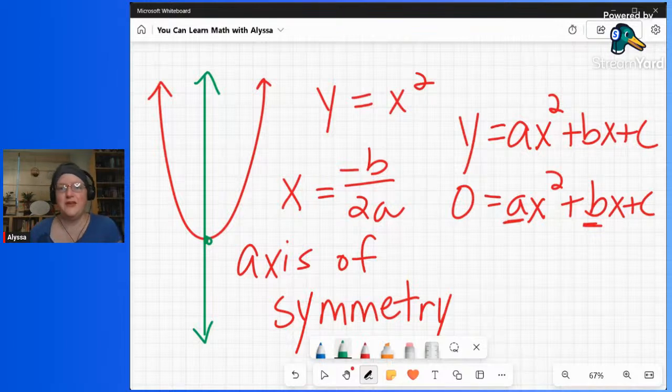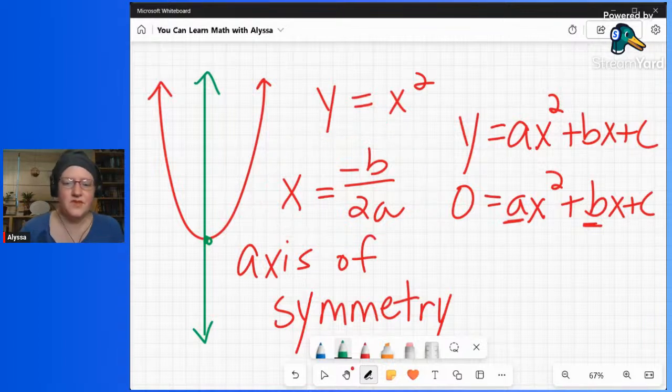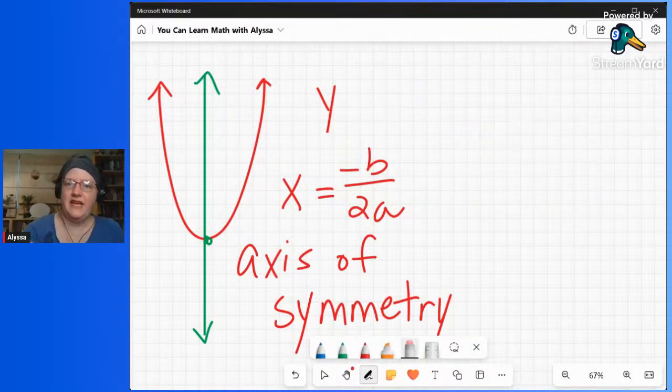We know the x value for the vertex. That can be so helpful. A lot of times we're asked to find the minimum or the maximum, or what's the x value at the minimum, or what's the x value at the maximum. That's all you need: x equals negative b over 2a. And you're done. You don't have to graph it. You don't have to do anything crazy.